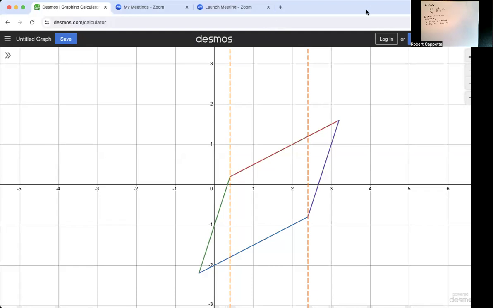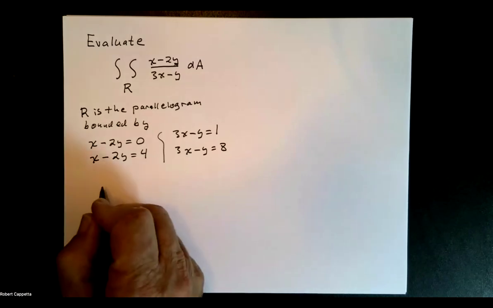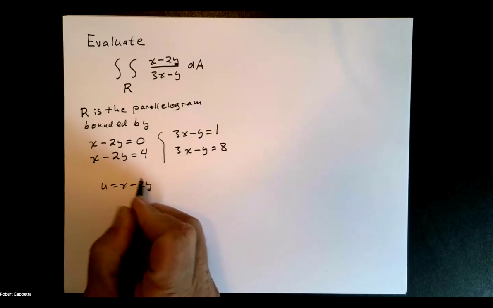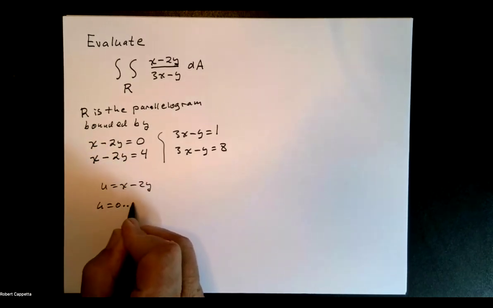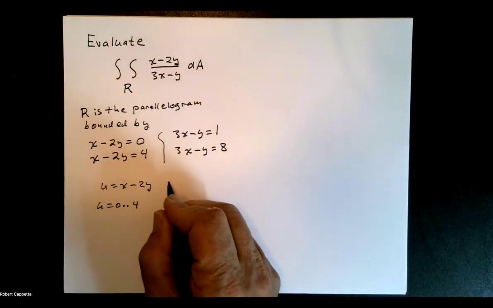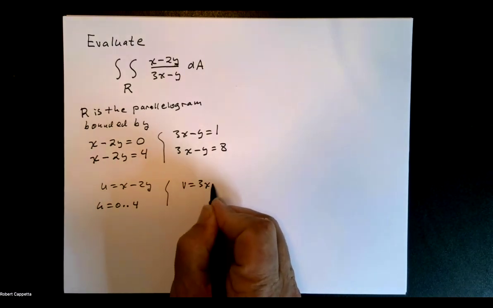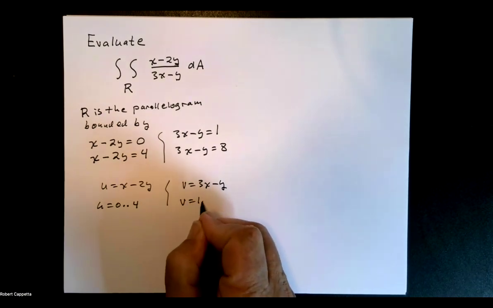We're going to change variables and make use of the Jacobian. So we're going to define some new variables here. We're going to say u equals x − 2y. And if that's the case, we can see u ranges from 0 to 4. And we can say v equals 3x − y, and v ranges from 1 to 8.